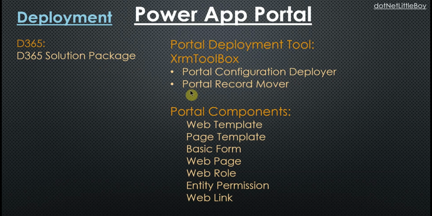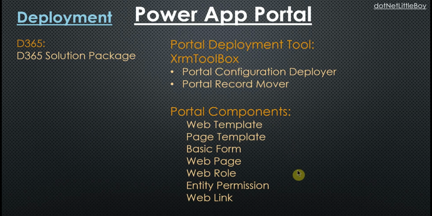Along with that, we have the Portal Records Mover, another plugin in the XrmToolBox, which we can also use for the deployment. There we have to select the environment's individual files and export them, then we have to import them. But in this deployer, we don't need to export any components. We have to connect the two different environments, and then from the source you select what components you want to move and then import them. So I'll show you these two plugins in the demo in this video.